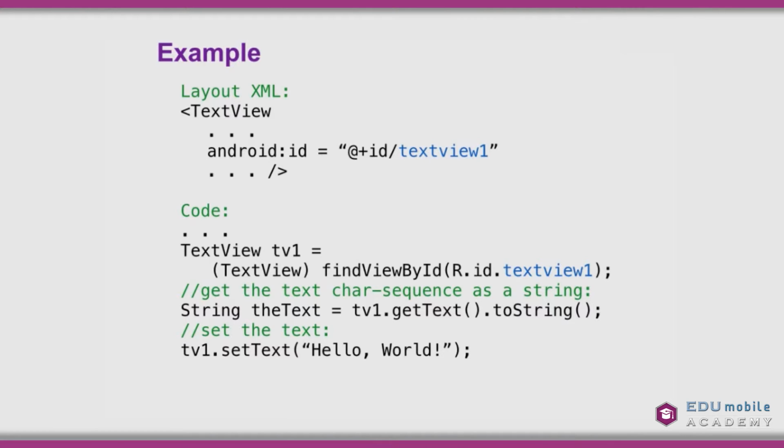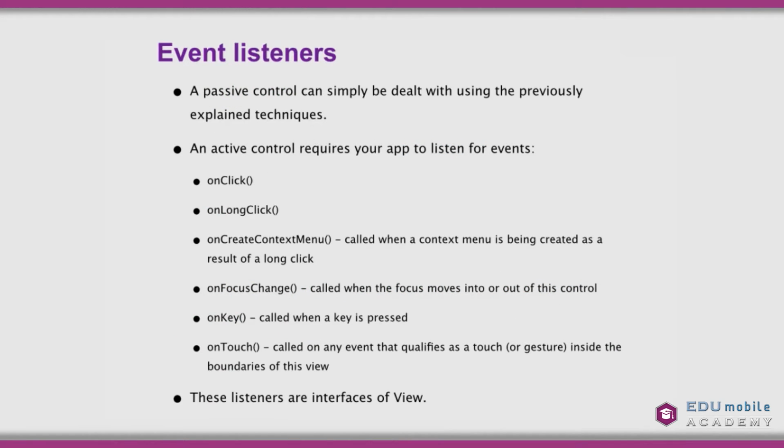We could also set the text, TV1.setText, and then pass in a string or a CharSequence. Hello world, in this case, would set the text in that control. And that's really all we need to do. So for passive controls, this is the approach that we use. Now, a passive control can simply be dealt with using that kind of approach.